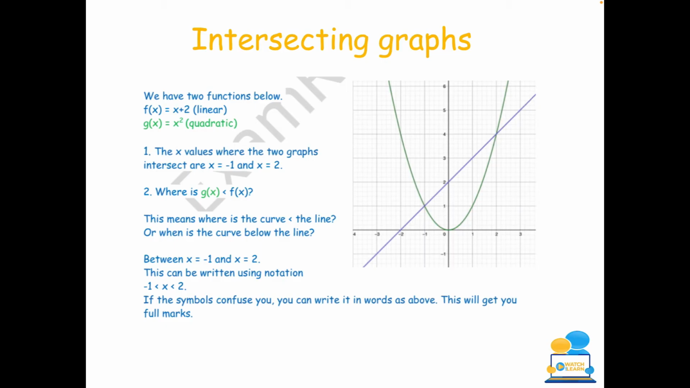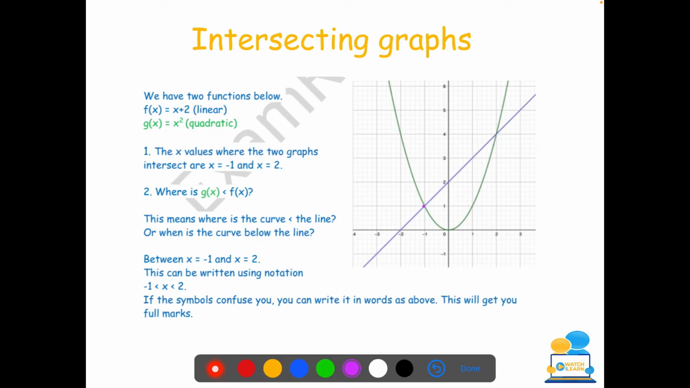Firstly, let's look at the values where the two graphs intersect. The x values where the two graphs intersect are -1 and 2. So they are the x values. But if they asked us for the coordinates where they intersect, we would have (-1, 1), because you go across to -1, then up to 1, and you would have (2, 4).